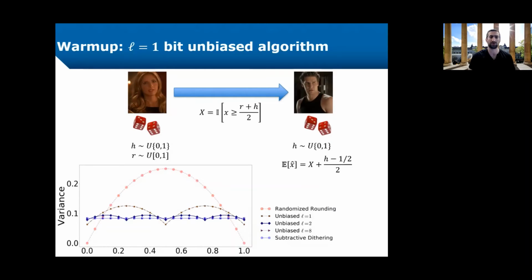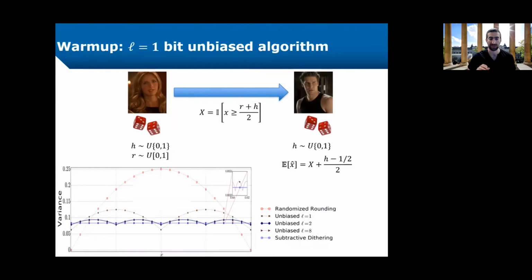That's not entirely true. If you zoom in enough, you would see that it's not. But our algorithm provides a spectrum between randomized rounding, which is what you get when L equals 0, and subtractive dithering, which is when the number of shared random bits tends to infinity.